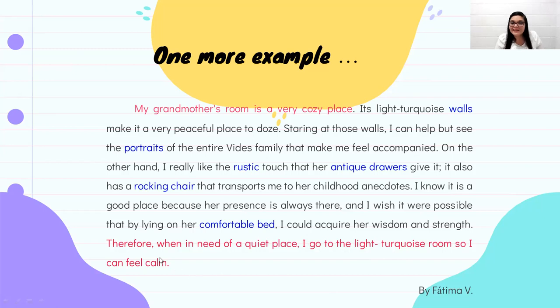And at the end, she ended saying that when she is in need of a quiet place, she goes to this room that provides her so much calmness and so much coziness that she really wants to be there. So she started with the idea of her grandma's room being cozy, and she ended with the same idea. So Fatima here provided an explanation from beginning to end, and she never strayed from the topic, as our previous writers did in the other videos.